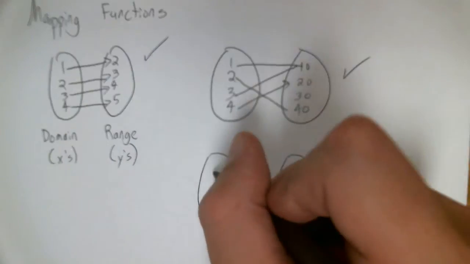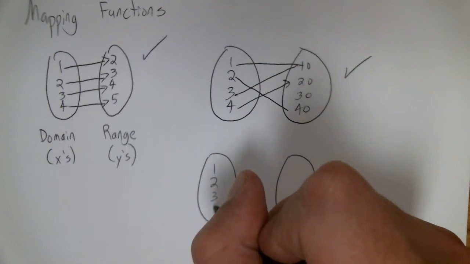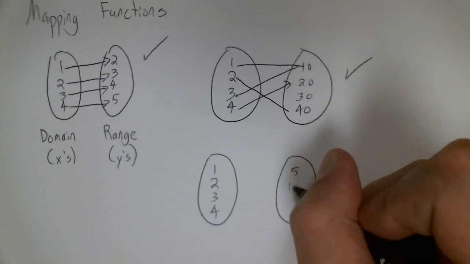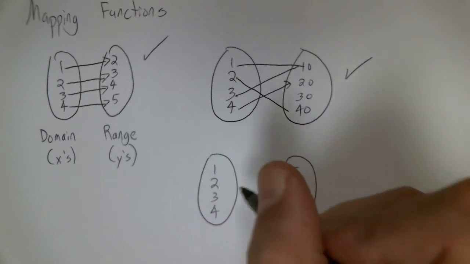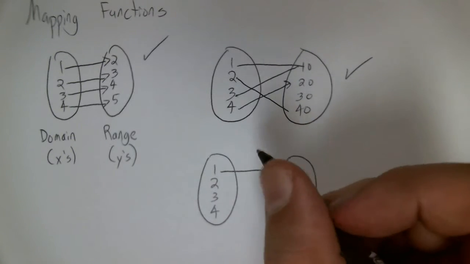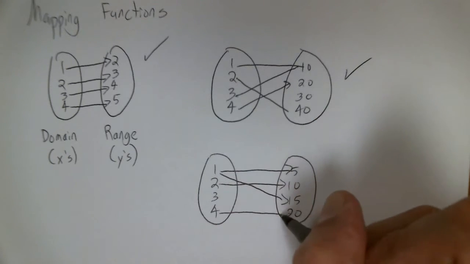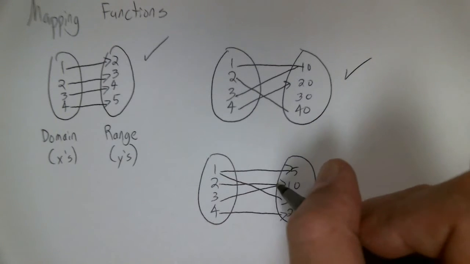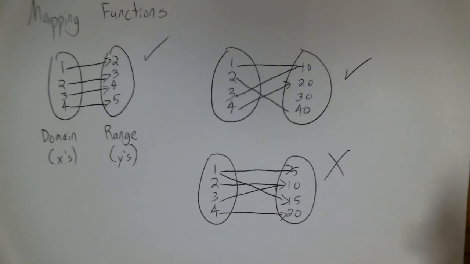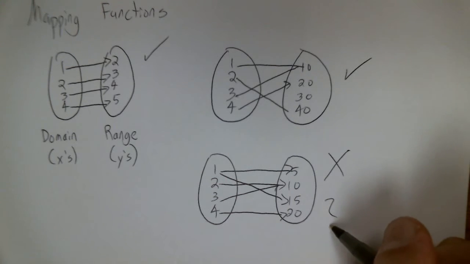What I cannot have is the following. Let's use those same numbers, 1, 2, 3, 4, and 5, 10, 15, 20. What I cannot have is 1 going to 5 and 1 going to 15, 2 going to 10, 4 going to 20, and 3 going to 10. That is no good. That is not a function because the input 1 is going to 2 different outputs. I buy 1 hamburger, it costs $5. Buy 1 hamburger, it costs $15. Okay, that doesn't make any sense.